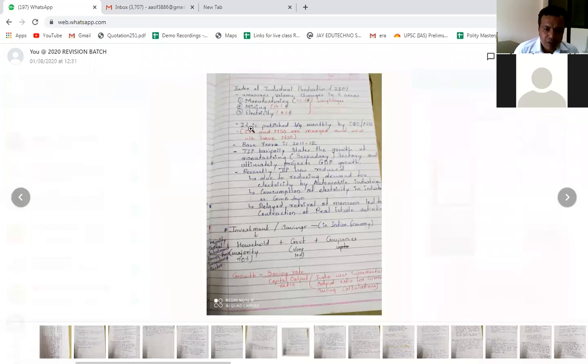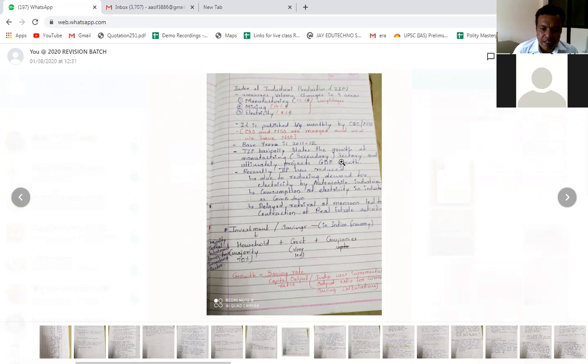Okay, now going to the next. It is published monthly by the CSO and NSO, that is the Central Statistical Organization and the National Statistical Organization, which has been created now. CSO and NSO merged, and now we have the NSO. Earlier it was called CSO, now it is called NSO. The base year is 2011-12, so the prices are calculated with the base year of 2011-12.